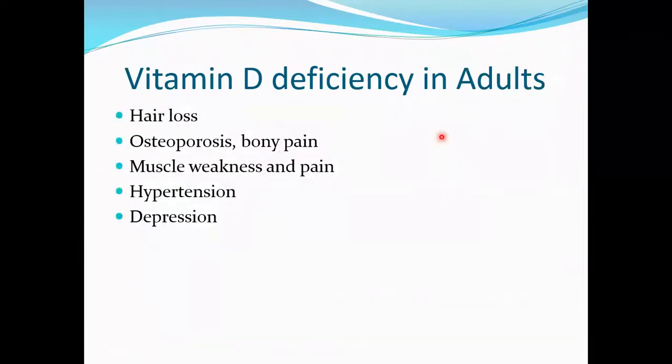Okay. So in adults, it manifests as hair loss. Then there is osteoporosis. There is muscle weakness and pain. There can be hypertension. There can be depression. There are many other features that vitamin D deficiency could present to you with. It can be reproductive; infertility can also be there. They say even heart attack. There can be coronary artery diseases in vitamin D deficiency.